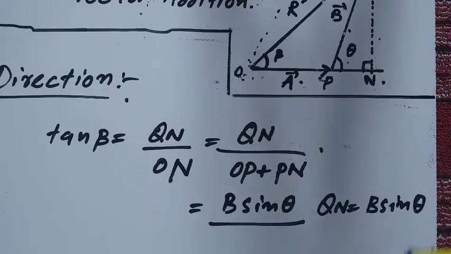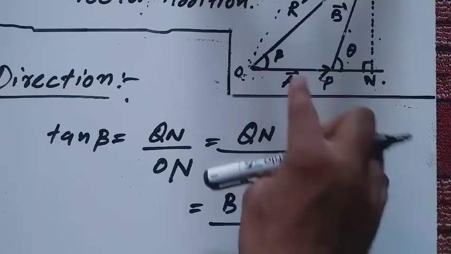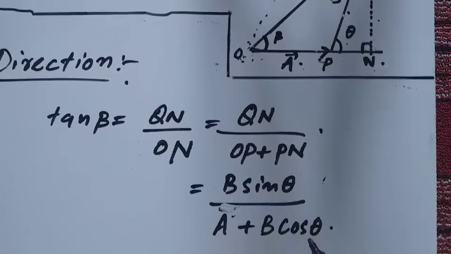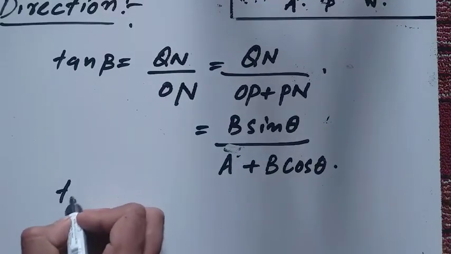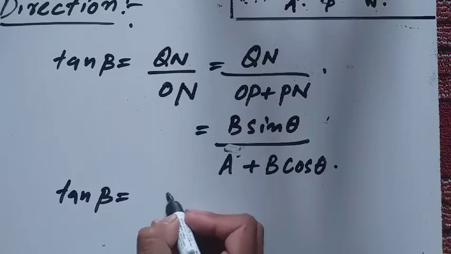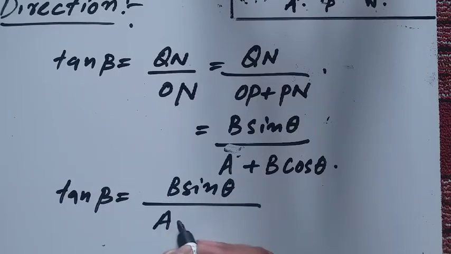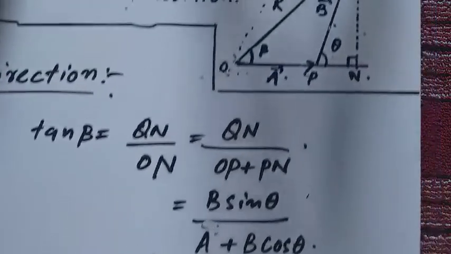Divided by OP, which is equal to A vector, plus this PN. This PN is equal to B cos theta, if you remember the last expression. And this tan beta, I can write here tan beta is equal to B sine theta divided by A plus B cos theta.